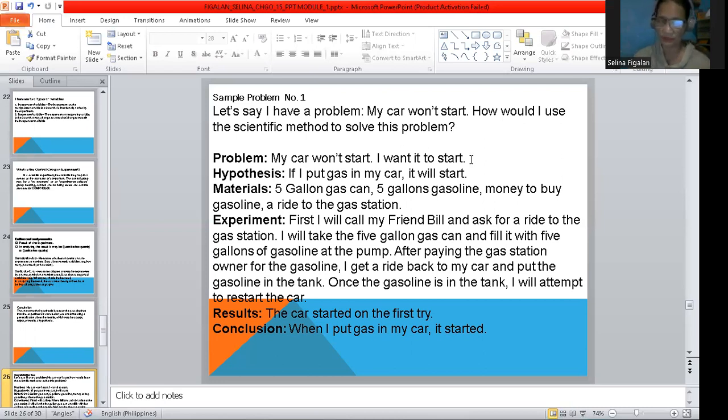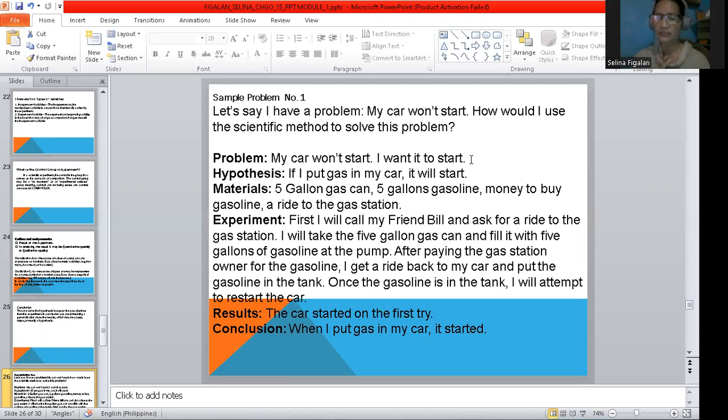So your hypothesis is, ano yon? If I put gas in the car, it will start. Your hypothesis is the cause kung bakit hindi siya nagsastart kasi walang gas. So yun yung hypothesis ha. Ang cause ng pag-stop, okay, cause and effect kasi class. Ang pag-cause ng pag-stop ng car is that walang gas.